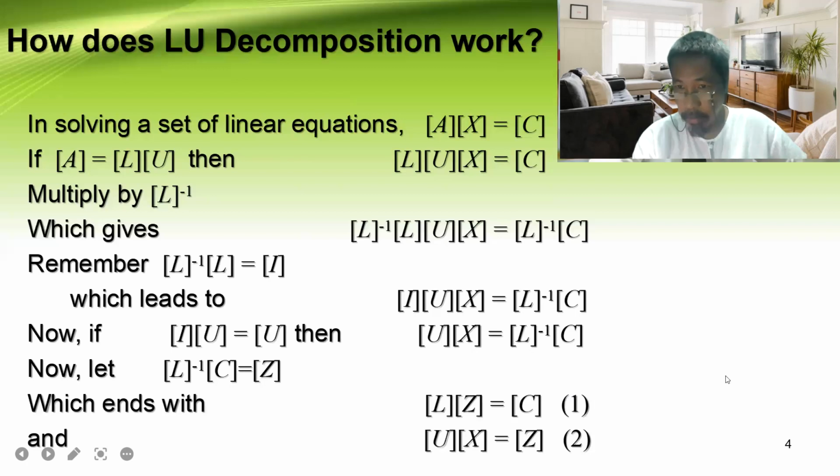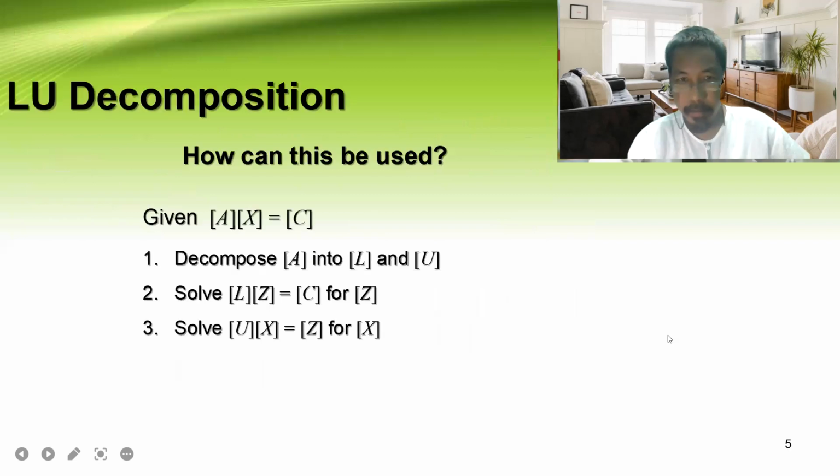So we have the following two sets of equations. Equation 1: the lower triangular matrix L times vector Z is equal to C. And equation 2: the upper triangular matrix U times variable vector X is equal to Z. Z is a vector. So let us continue.